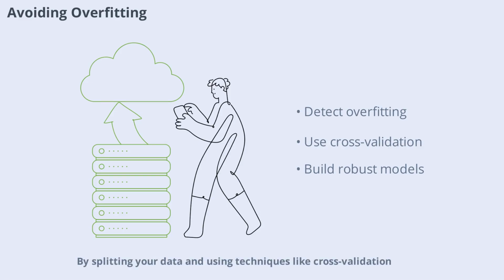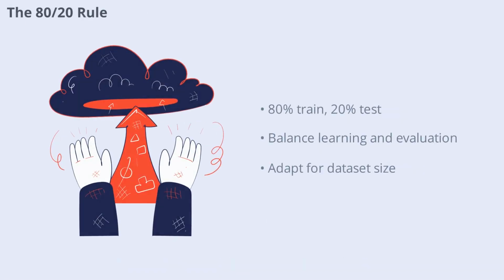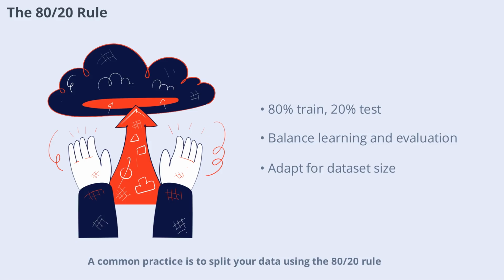By splitting your data and using techniques like cross-validation, you can detect and prevent overfitting, ensuring your models are both accurate and generalizable. Common practice is to split your data using the 80-20 rule, 80% for training and 20% for testing. This balance provides enough data for the model to learn while reserving a meaningful portion for evaluation. Adjusting this ratio may be necessary for very large or small datasets, but the principle remains the same.